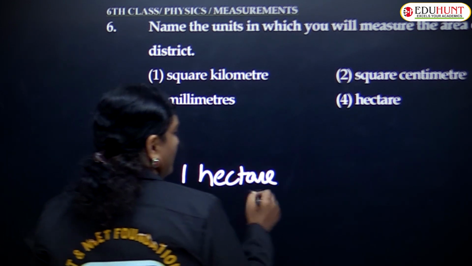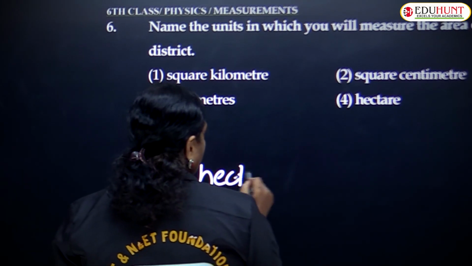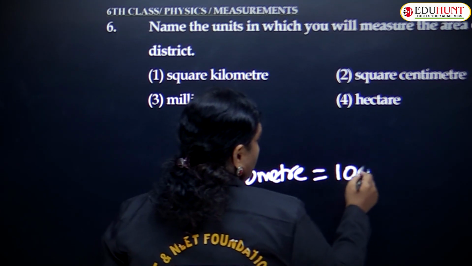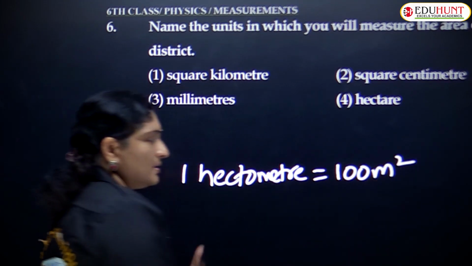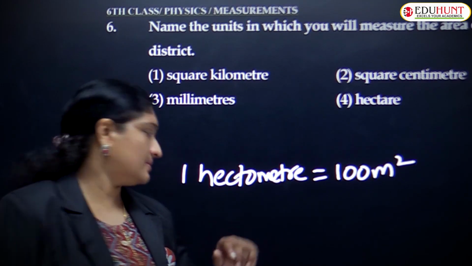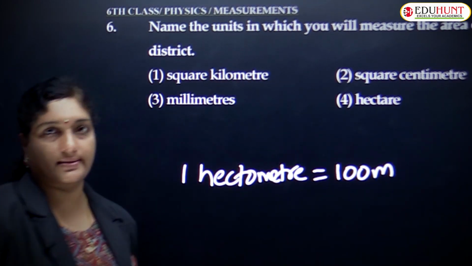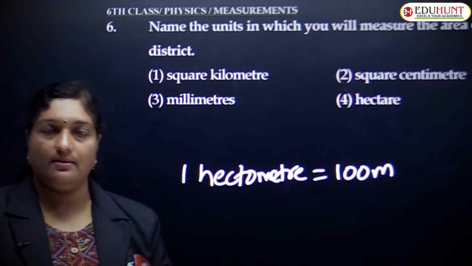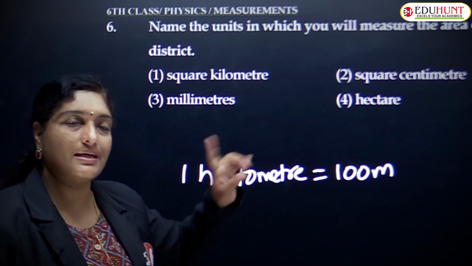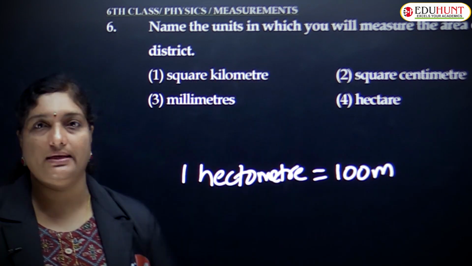So, that bigger area will be measured in hectares, because 1 hectare is equal to how many meters, as I said? 1 hectometer is equal to 100 meters. 100 meters into 100 meters, that is 10,000 meters square, is generally referred to as a hectare. So that field area, that small portion of area, you will measure in hectares, because each hectometer is 100 meters. So 1 hectare equals 10,000 meters square.